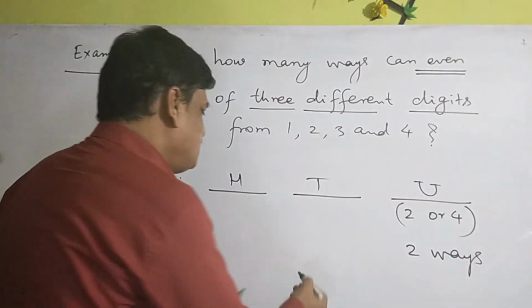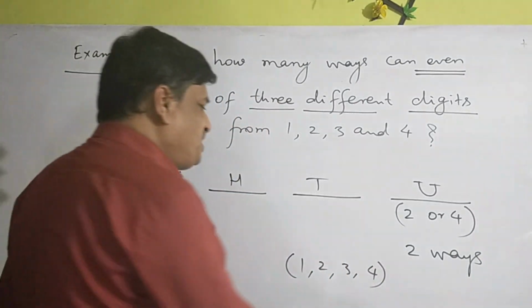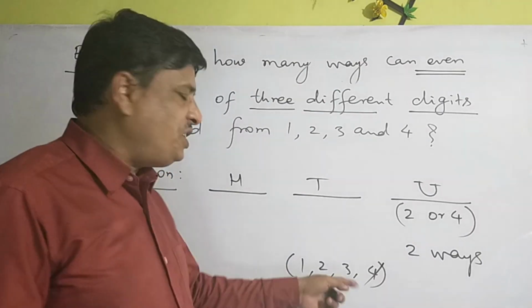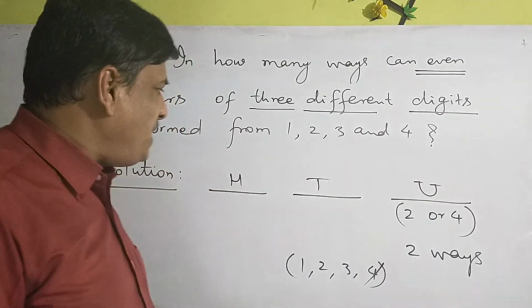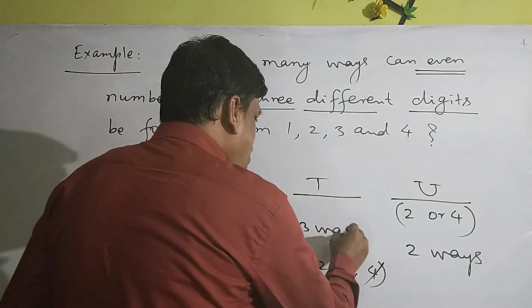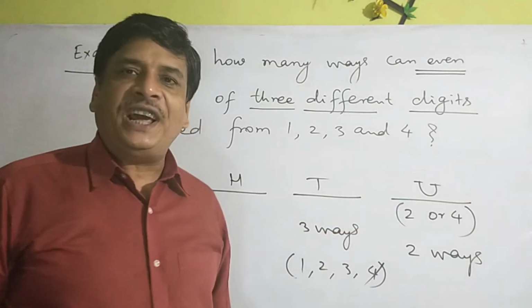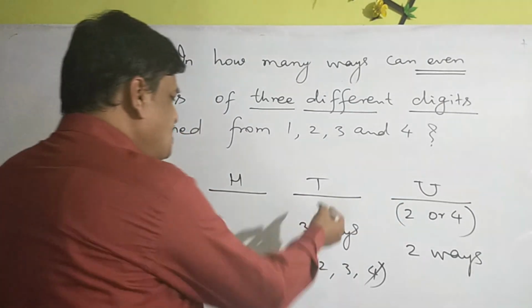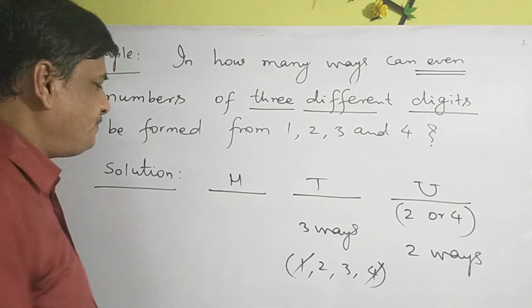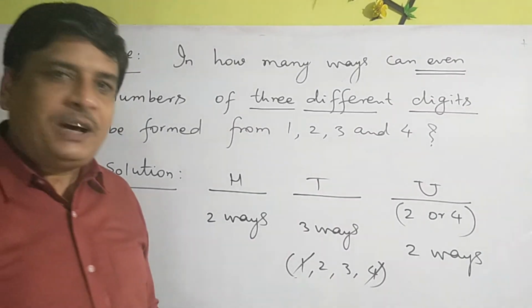The numbers we have are 1, 2, 3, 4. Suppose 4 is taken at unit place. Then we will be left with only 3 digits, 1, 2 and 3. So we have 3 choices for tens place. We can fill up tens place by the digit 1 or by 2 or by 3 when 4 is taken at unit place. Suppose tens place is filled up by 1. Then there remain only 2 digits by which hundreds place can be filled up.